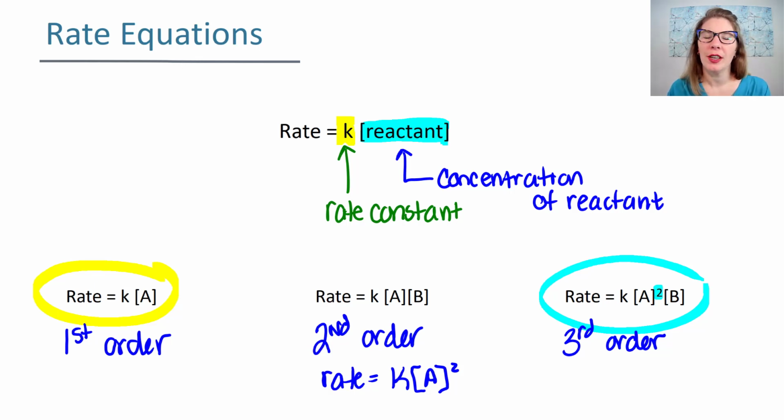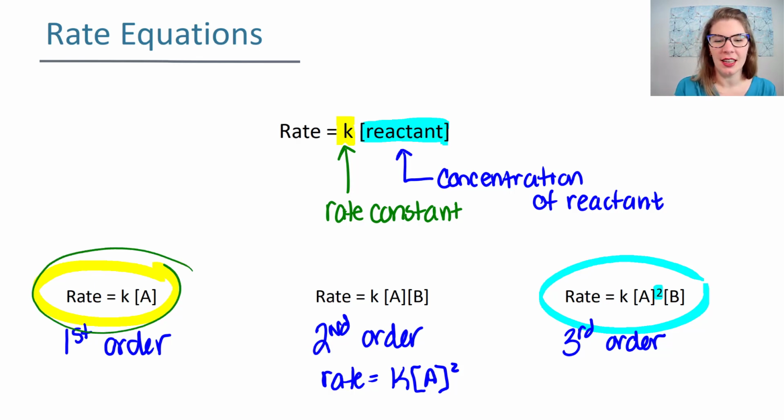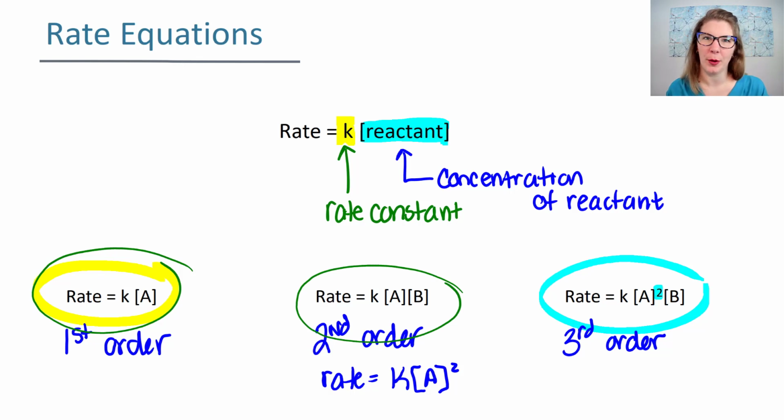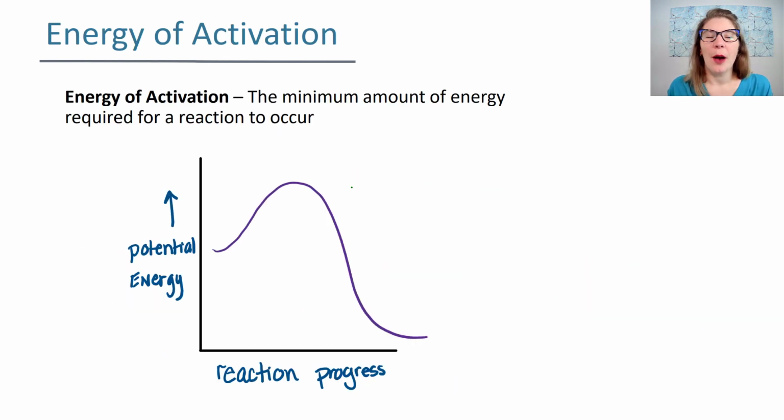Most of the rate equations that we're going to look at in the future are going to be the first order rate equation like this and this second order rate equation. So that will be our focus in organic chemistry for the remainder of the semester. I want to talk now about the things that can affect the rate constant. There's three things that I want to look at in particular. The first one is energy of activation.